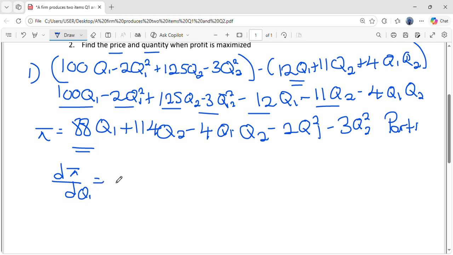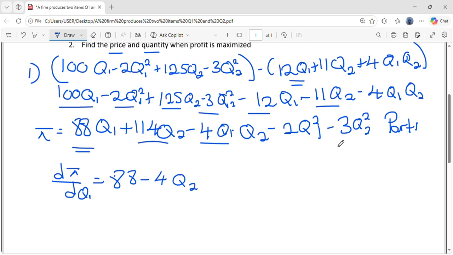So the derivative of this is 88. The derivative of this here is 0 because Q1 is not there. So we are going to hold this constant. If you hold Q2 constant, it is more like a 0 here. Why? Because the variable Q1 is not here. So here the variable Q1 is here, so you know that the derivative of Q1 is simply 1. So we are only going to remain with 4Q2.